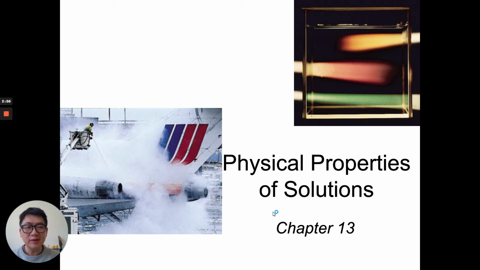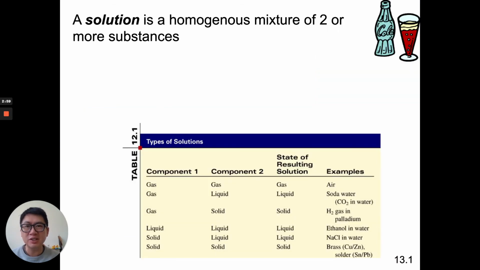Let's start with the definition of a solution as well as the parts of a solution. A solution is a homogeneous mixture of two or more different substances. So you have at least two things in it. A homogeneous mixture means that it's equally spread out throughout. We talked before in a previous chapter about heterogeneous mixtures like salad or sand, a mixture where you can actually see the different parts. A solution is a homogeneous mixture that's mixed up equally throughout.